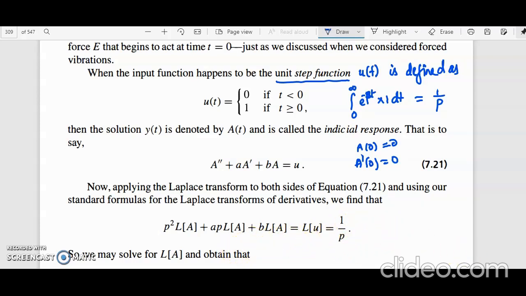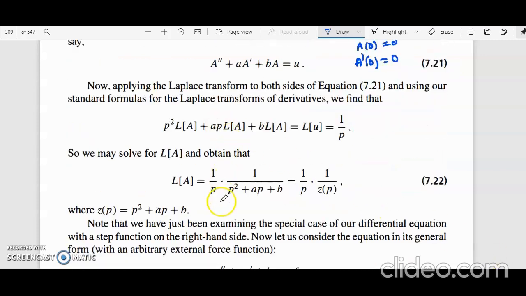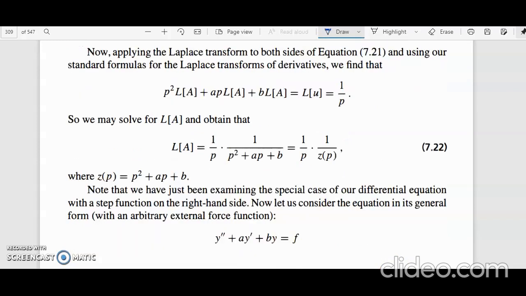So what we are getting here is L of a equal to 1 by p into 1 by p square plus ap plus b. Let me denote it as 1 by p into 1 by z of p, where z of p is p square plus ap plus b. So when you have the unit step function on the right side, this is what you get as L of a. So L of a will be 1 by p into z of p. And now let us consider the general form.